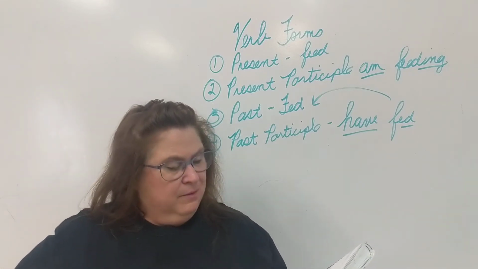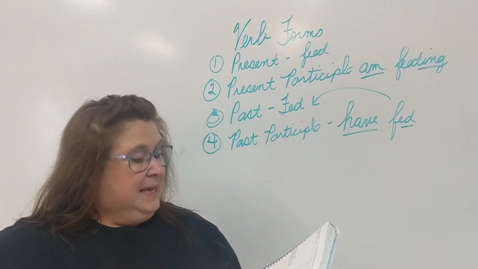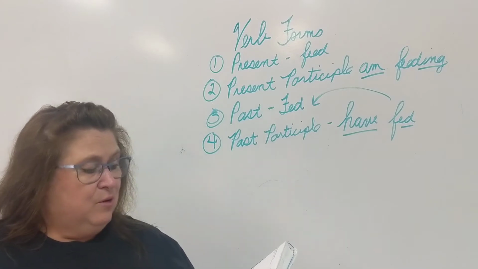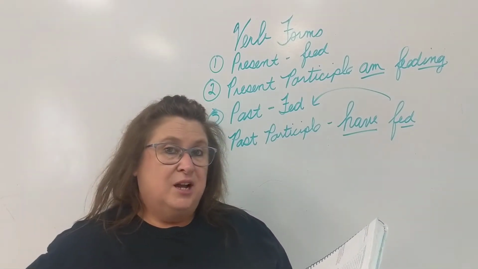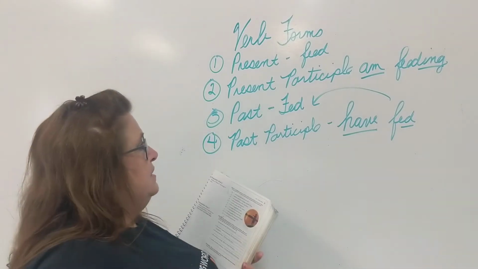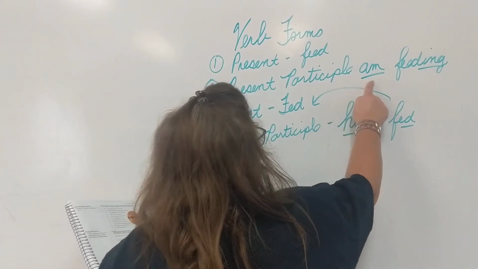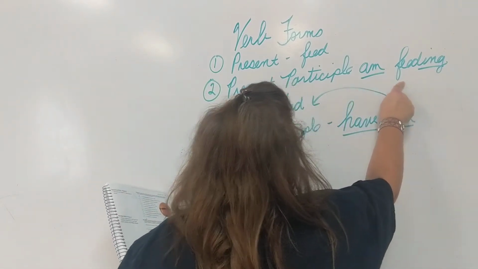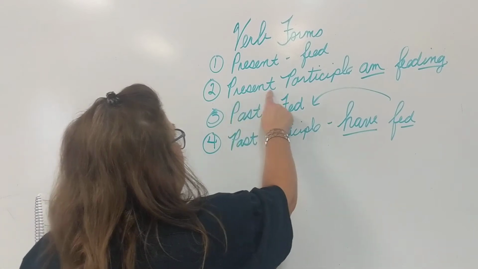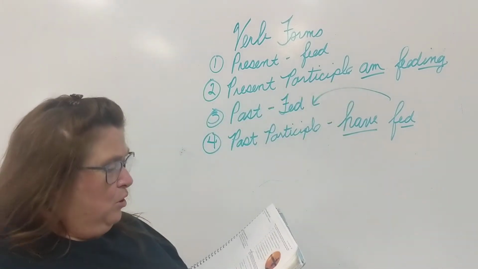So a P on the line. Number 10, he is fishing at the Niagara River. Fishing is the underlined verb. Is is our helping verb. Our underlined verb ends in ing, so that makes it a present participle, or PRP on the line.